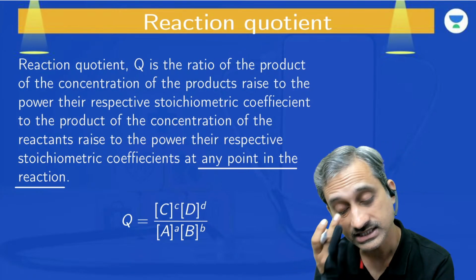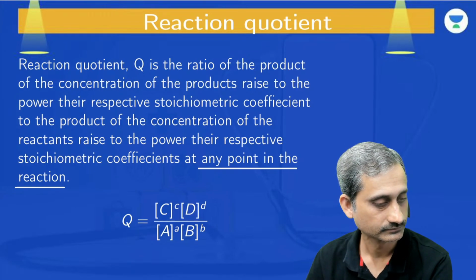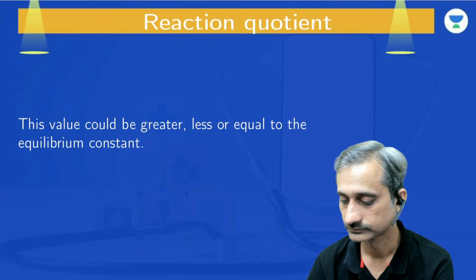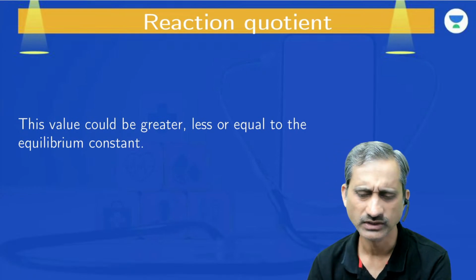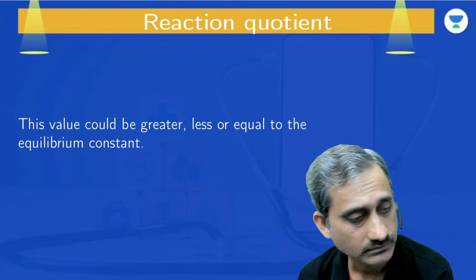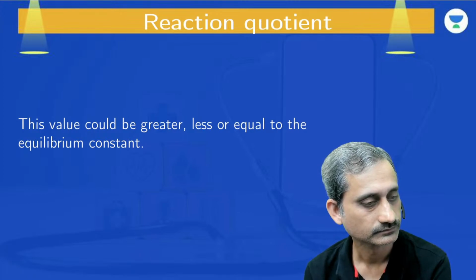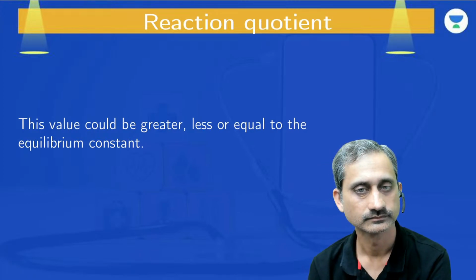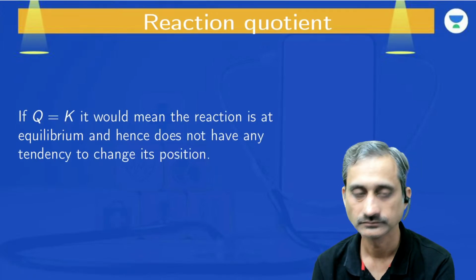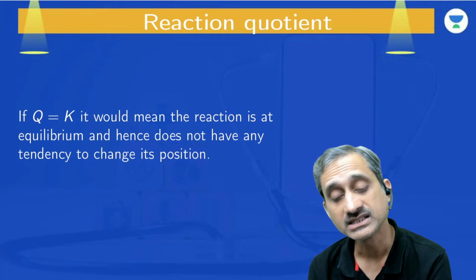Okay, so Q has the same expression as K. The only thing is, here we are not writing at equilibrium. Now the value of Q can be greater than, less than, or equal to the equilibrium constant. Is this clear? Now if Q is equal to K, that means the reaction is at equilibrium.